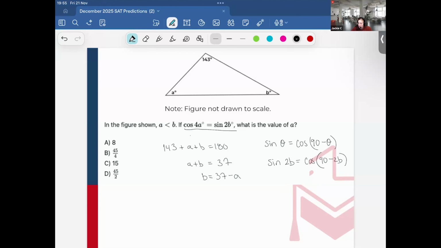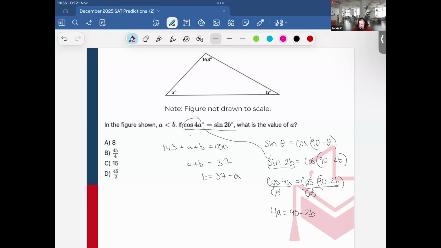And that's also interesting because I also know from this trigonometric identity that it's equal to cosine of 4a as well. So now I'm just going to substitute this cosine of 4a in here. And you see now I have cosine equal to cosine, so I'll be nicely able to cancel. Divide each side by cosine, cancel. Then we have 4a is equal to 90 minus 2b.